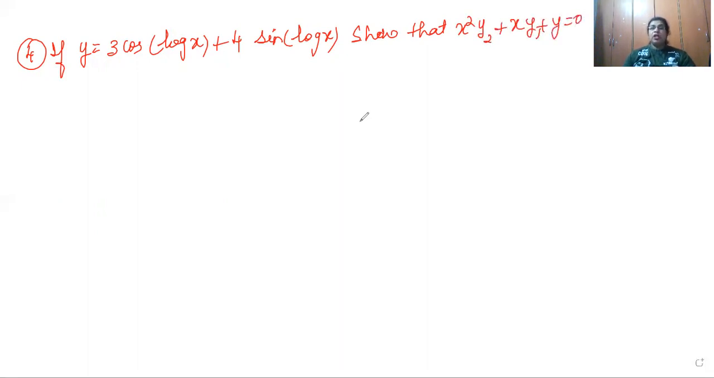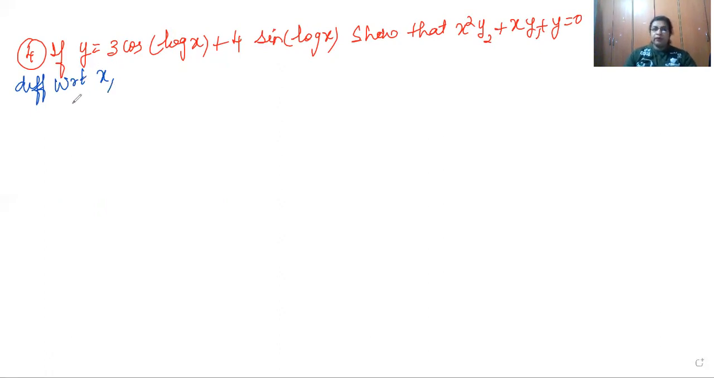Remember, I have told you, whenever you see y1, y2, don't get confused. y1 means first derivative, y2 means second derivative. Let us see how I reach this answer. Okay, so now here I differentiate with respect to x. Since y1 and y2 are given in the question, let me also take y1 and y2.